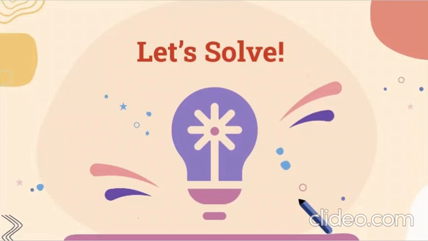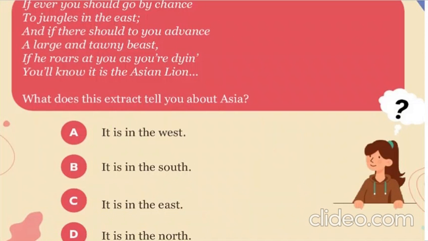Okay, so now students, let's move towards solving some very important questions, extract based and subjective questions also. So let's start. There is an extract given to you about the Asian lion, the first one. If ever you should go by chance to jungles in the east, and if there should to you advance a large and tawny beast, if he roars at you as you are dying, you will know it's the Asian lion.